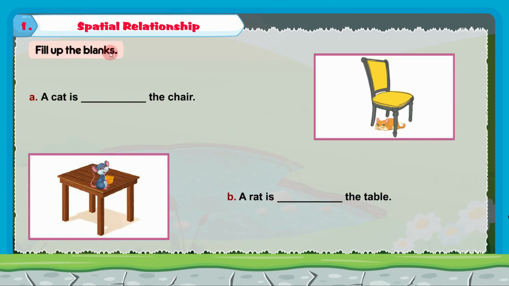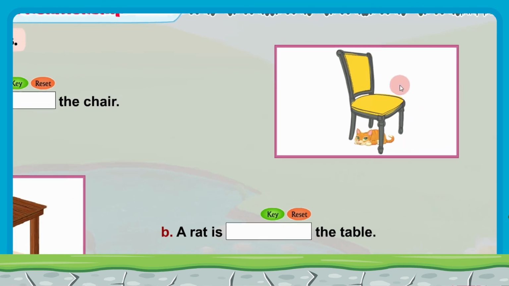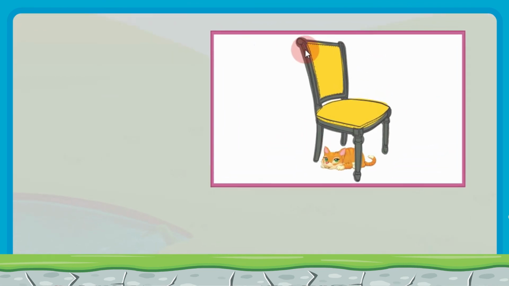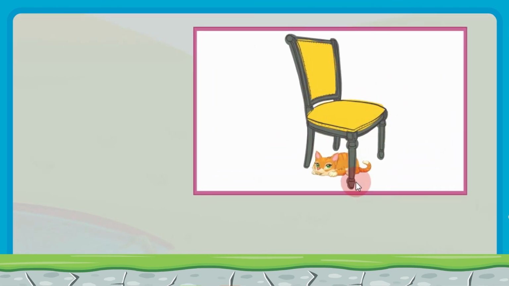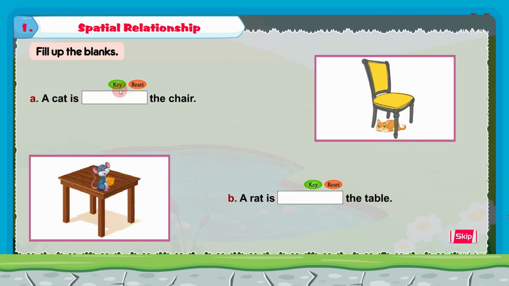Fill up the blanks. A cat is dash the chair. Yes, this is the picture. In this picture we can see a chair, a cat. So where is the cat here? The cat is under the chair. So we have to write here under. A cat is under the chair.